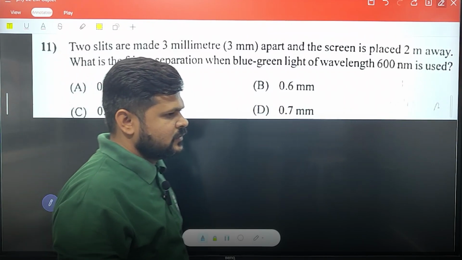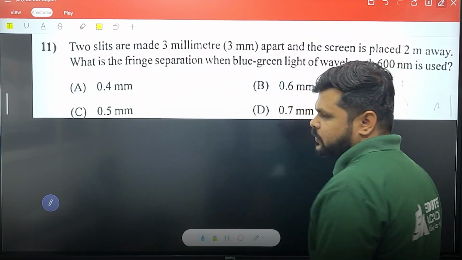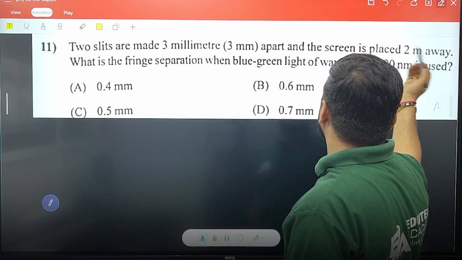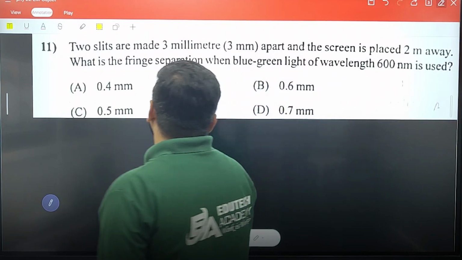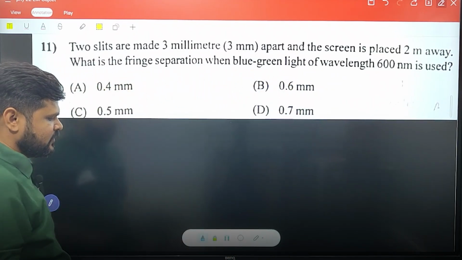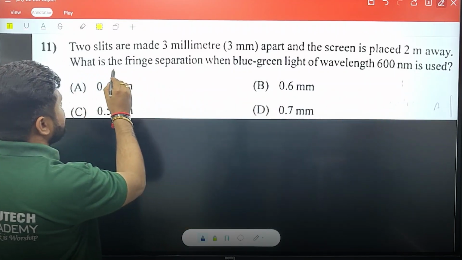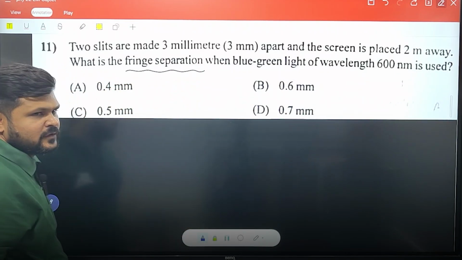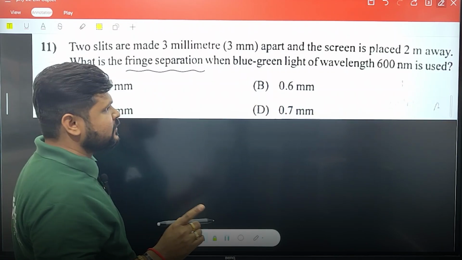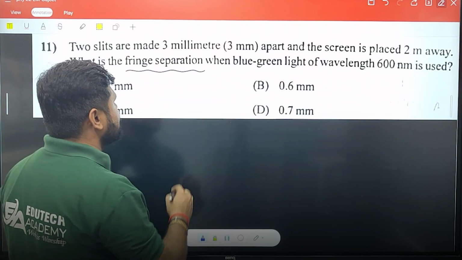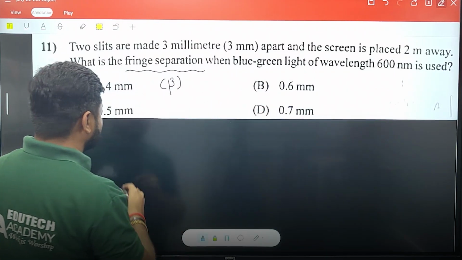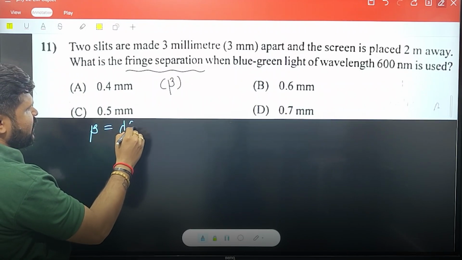Here we are given that in Young's double slit experiment, two slits are separated by 3 mm. The screen is placed at 2 meter. The wavelength used is 600 nanometer. So what is the fringe separation? Our question is, what is the fringe separation? Fringe separation means the distance between two consecutive fringes, and that is denoted by beta. So just use the formula of that distance, that is lambda D by d.